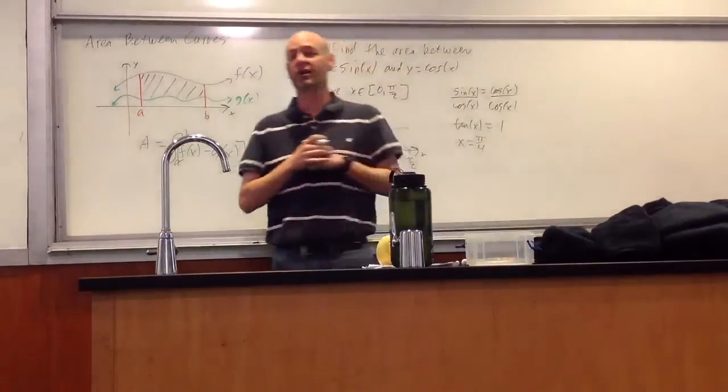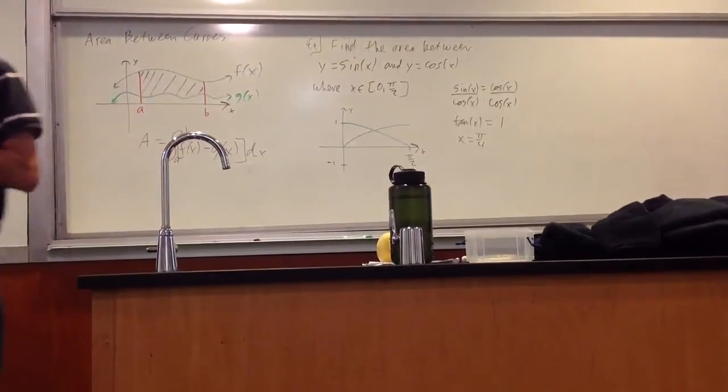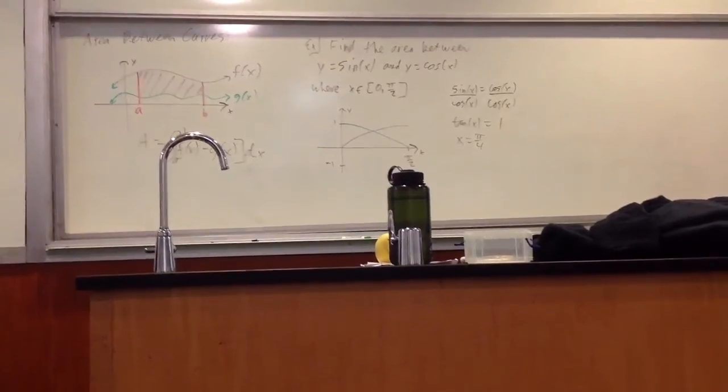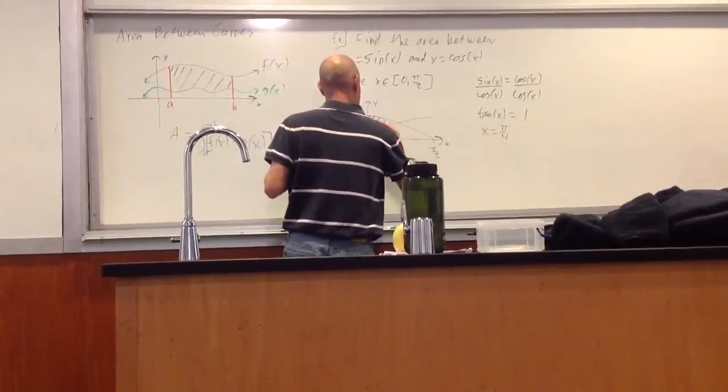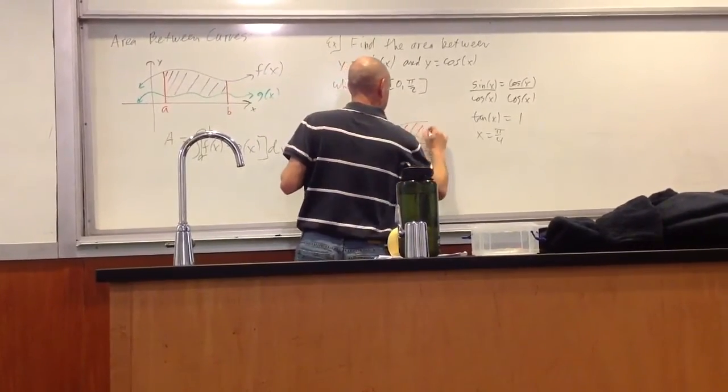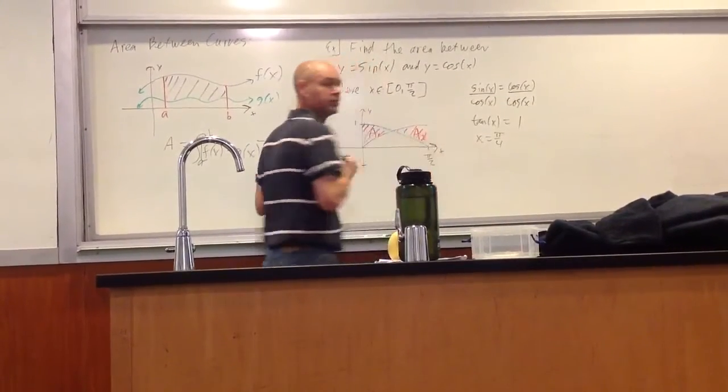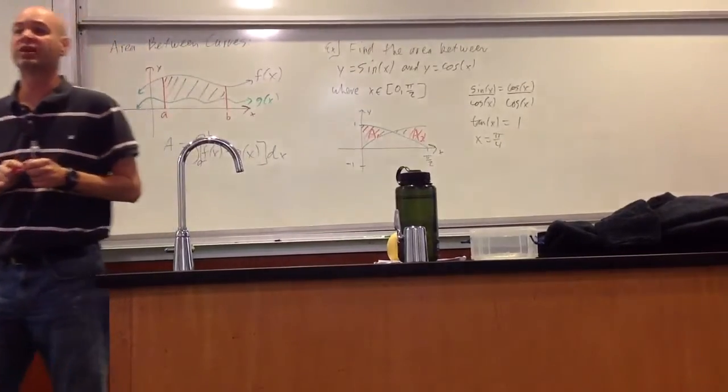Now here's what I will not allow. Hey, it looks like it's in the middle. Must be pi over 4. Okay, that's a very good guess, but I want to see the work on how you got that. We're going to have to actually break this up into area 1 and area 2, because there's a different function on top.